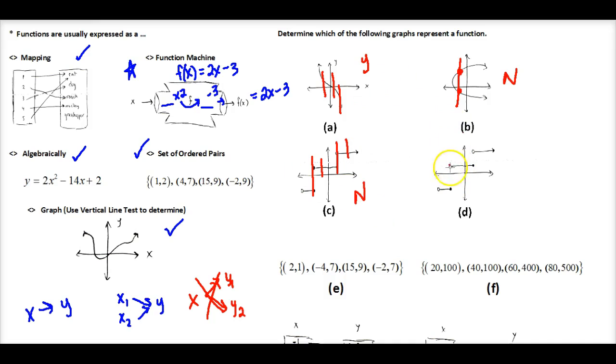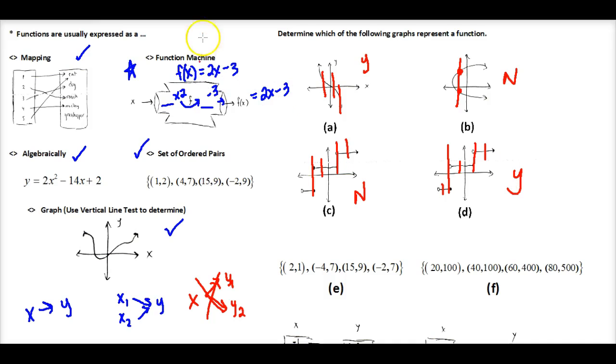In contrast, for D, we see that we have open circle here, closed circle. So if we draw that line, that would only intersect once. Open circle here, closed circle, only once. And of course, all of these would just be once as well. So this would actually end up being a function.